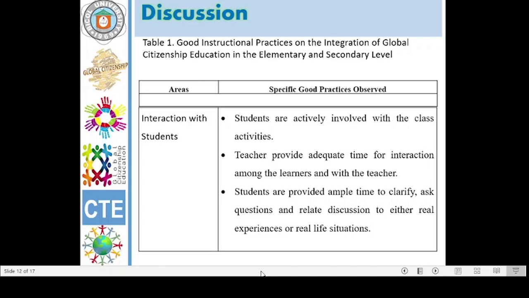In terms of interaction with students, these are the specific good practices observed. Students are actively involved with the class activities. Teachers provide adequate time for interaction among the learners with the teacher. And last, students are provided with ample time to clarify, ask questions, and relate to discussion, either real life or real experience situations.